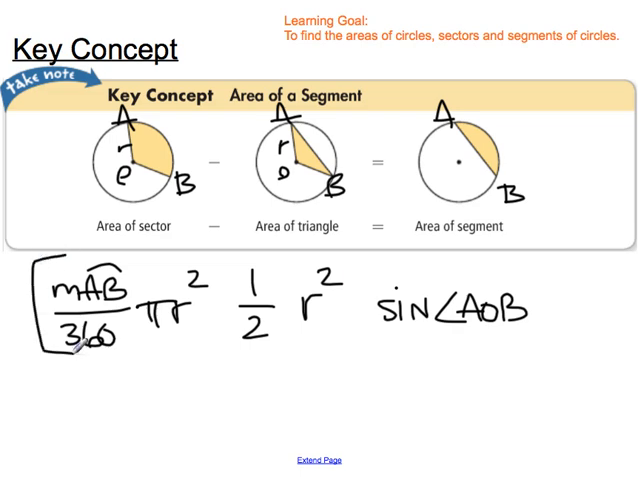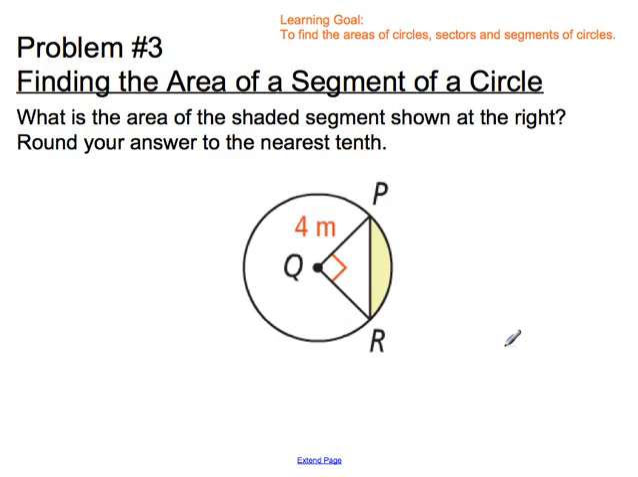And so what we want to do is take these two things and find their difference. So I'm going to put both of those in brackets. I'm going to plug numbers into this formula to find the area of the segment of a circle. So let's go ahead and take a look at an example problem. The question asks, what's the area of the shaded segment shown at the right? Round your answer to the nearest tenth.